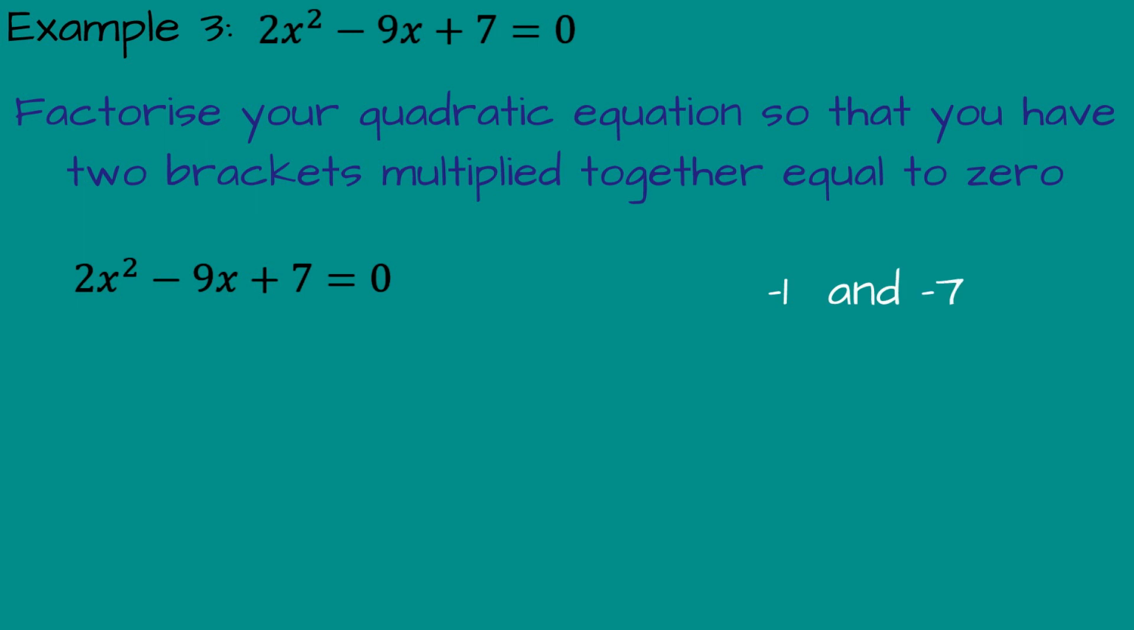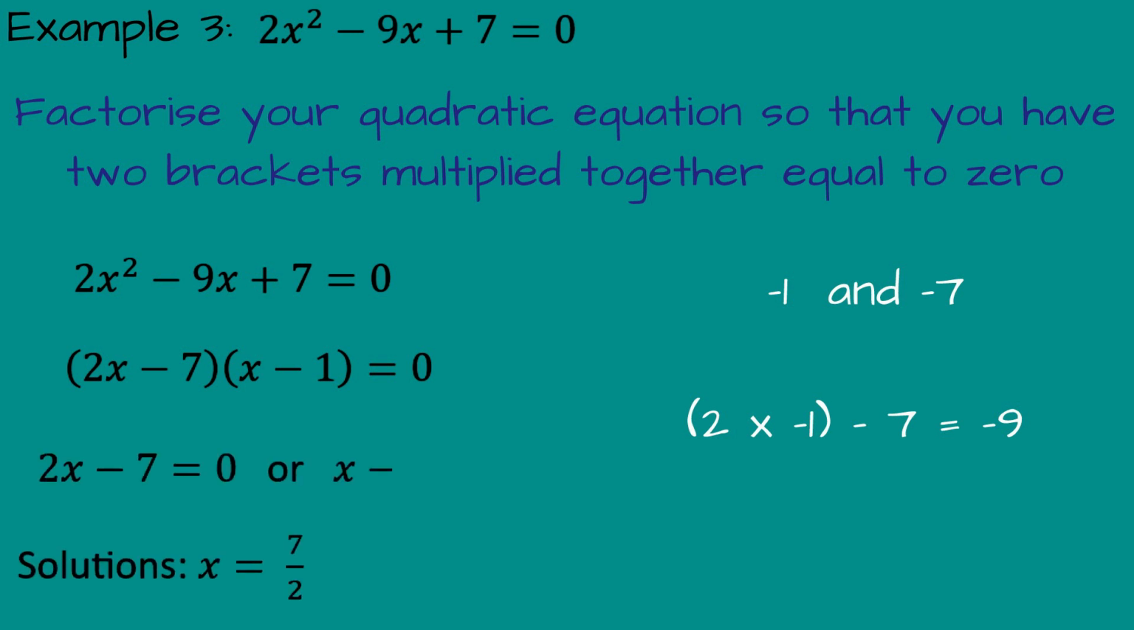Negative numbers that multiply to 7 are -1 and -7, and 2 times -1 minus 7 is -9. So, the equation factorizes to 2x minus 7, times x minus 1 equals 0. To solve the equation, we must make each of the brackets equal to 0, one at a time. So, either 2x minus 7 equals 0, or x minus 1 equals 0.